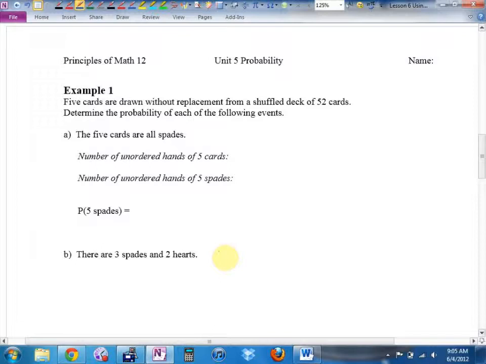Example 1. 5 cards are drawn without replacement from a shuffled deck of 52 cards. Find the probability that the 5 cards are all spades. Alex, how many cards are we drawing? This is not a tree. You could. In fact, because it's all spades, it's all the same event. I could go 13 out of 52, 12 out of 51, 11 out of 50, 10 out of 49, 9 out of 48. I could do that. Bucket.